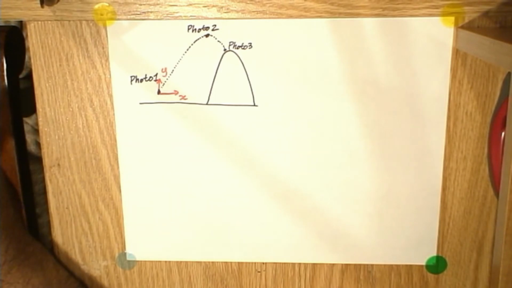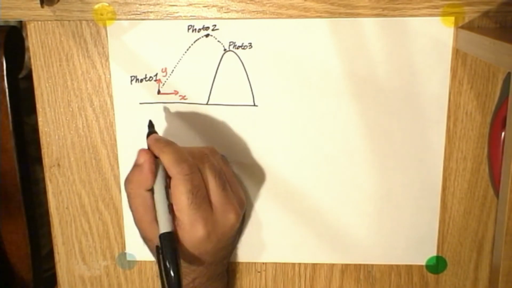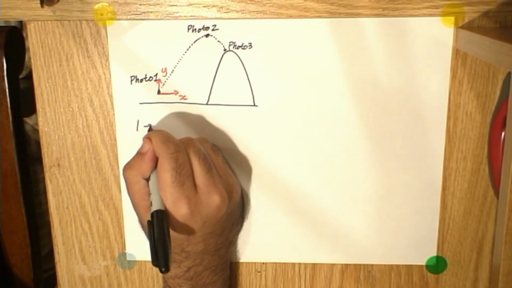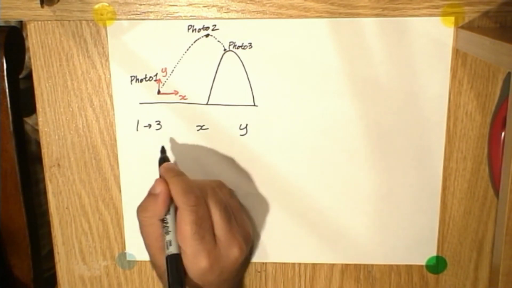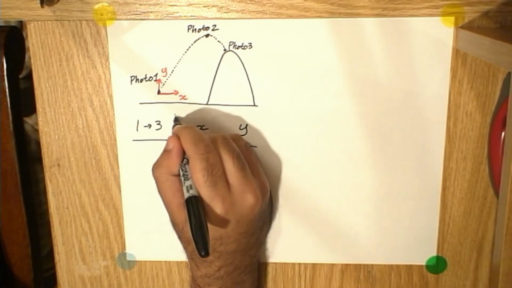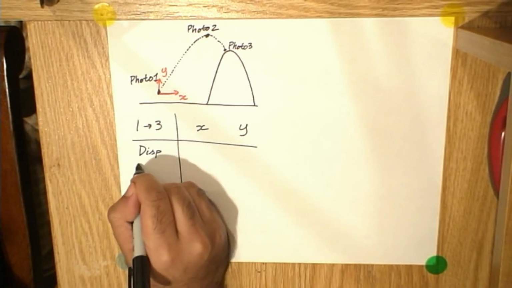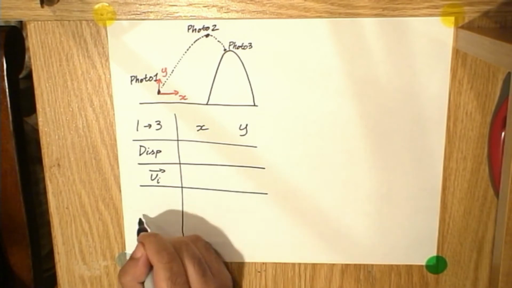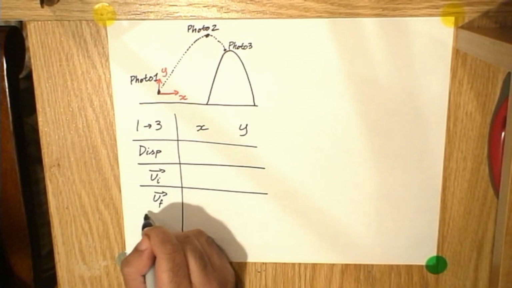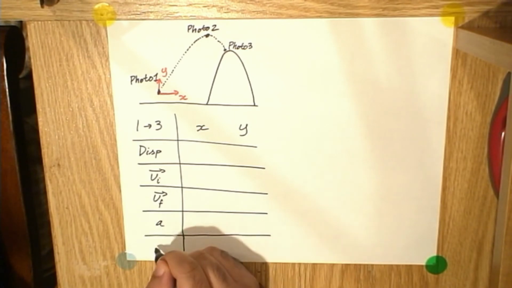Now, let's work out what information we've been told between photo 1 and photo 3 in the x and the y directions. So, displacement, initial velocity, final velocity, acceleration, and time.